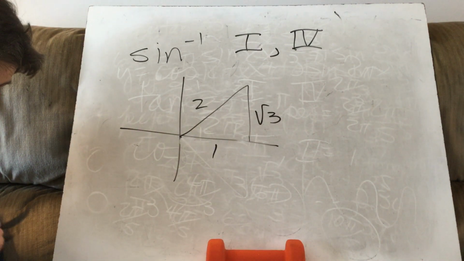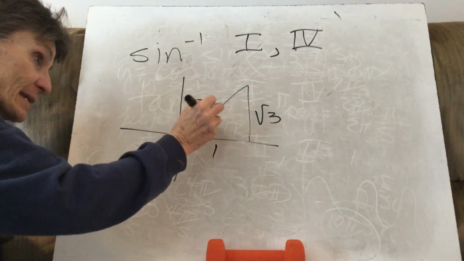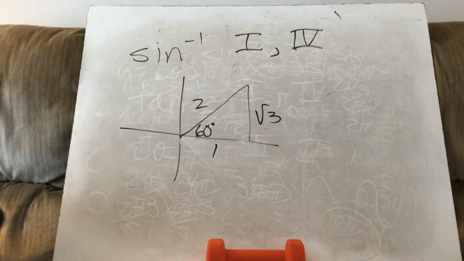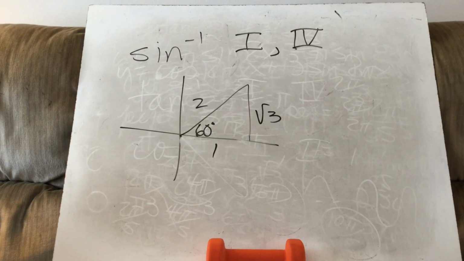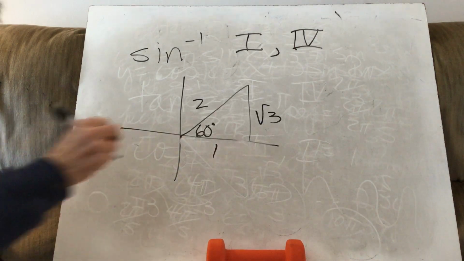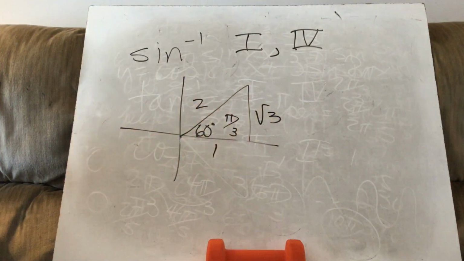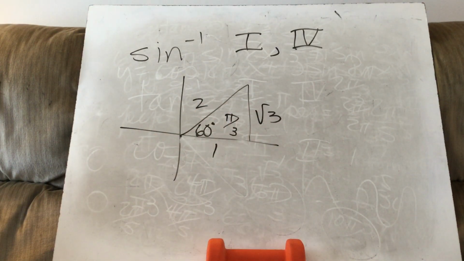60. Yep. Now, that is a degree measure, and we are supposed to answer in radians. So let's remember that pi is 180. And 60 is a third of 180. So this is actually pi over 3. 180 divided by 3. So since we are in radians, we'll say pi over 3. If we were in degrees, it would be 60. They are both correct.